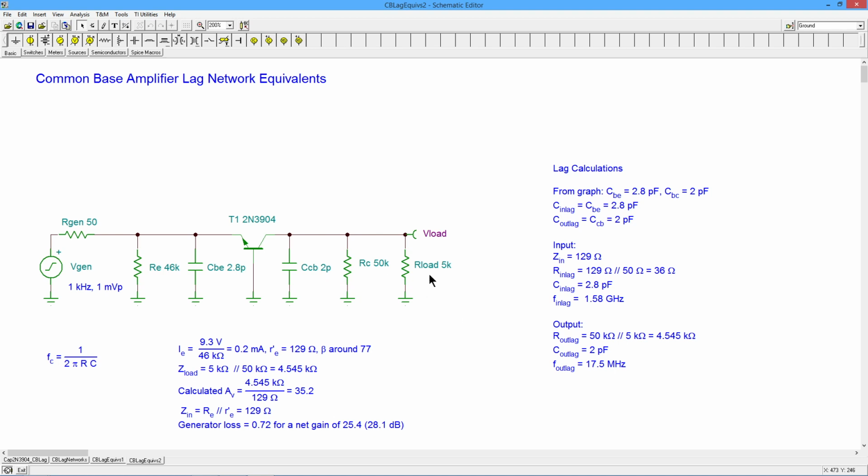Unless you're using some extremely small values out here for these resistors, you're going to get something a little bit more in the range of sanity. 17.5 megahertz is, yeah, that's believable. So let's go over to our circuit and see what we get.